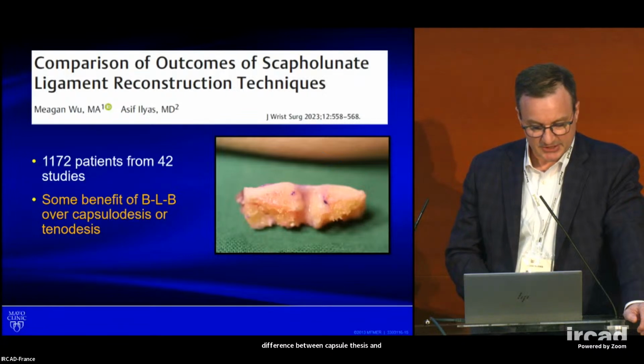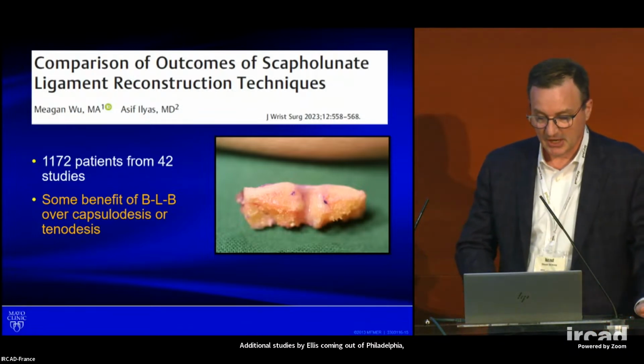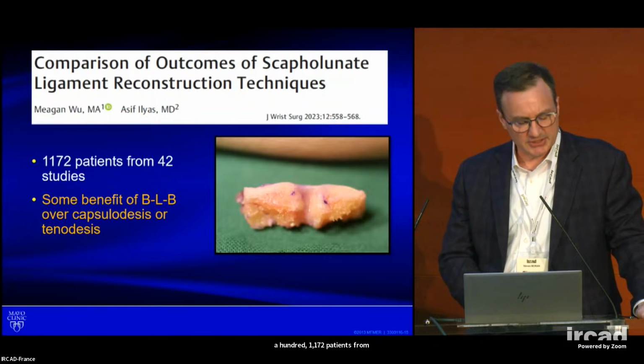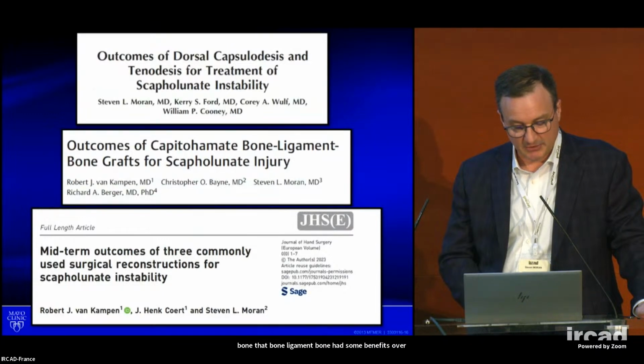Additional studies by Illis coming out of Philadelphia, 1,172 patients from 42 studies, found in comparing tenodesis, capsulodesis, and bone-ligament-bone that bone-ligament-bone had some benefits over capsulodesis and tenodesis, but not substantially significant in terms of overall patient outcome.